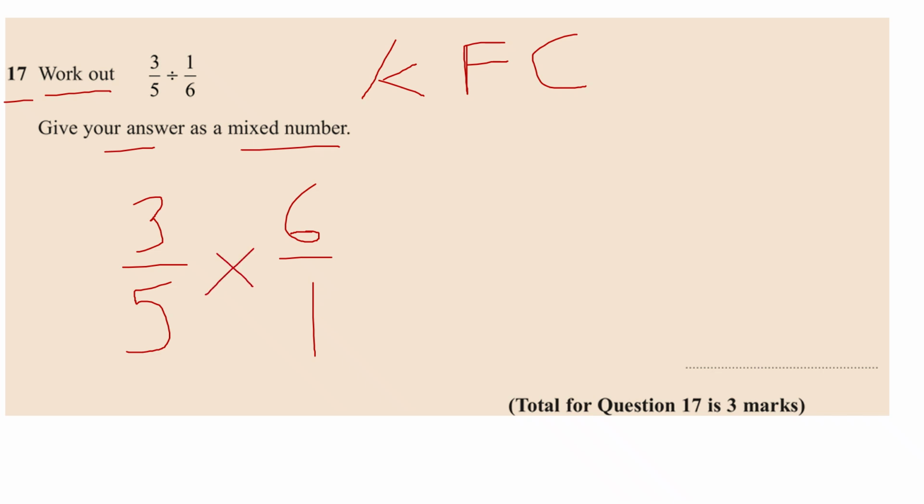Now multiplying fractions, I multiply top by top, bottom by bottom. 3 times 6 makes 18, over 5 times 1 makes 5. I have 18 over 5, or 18/5.